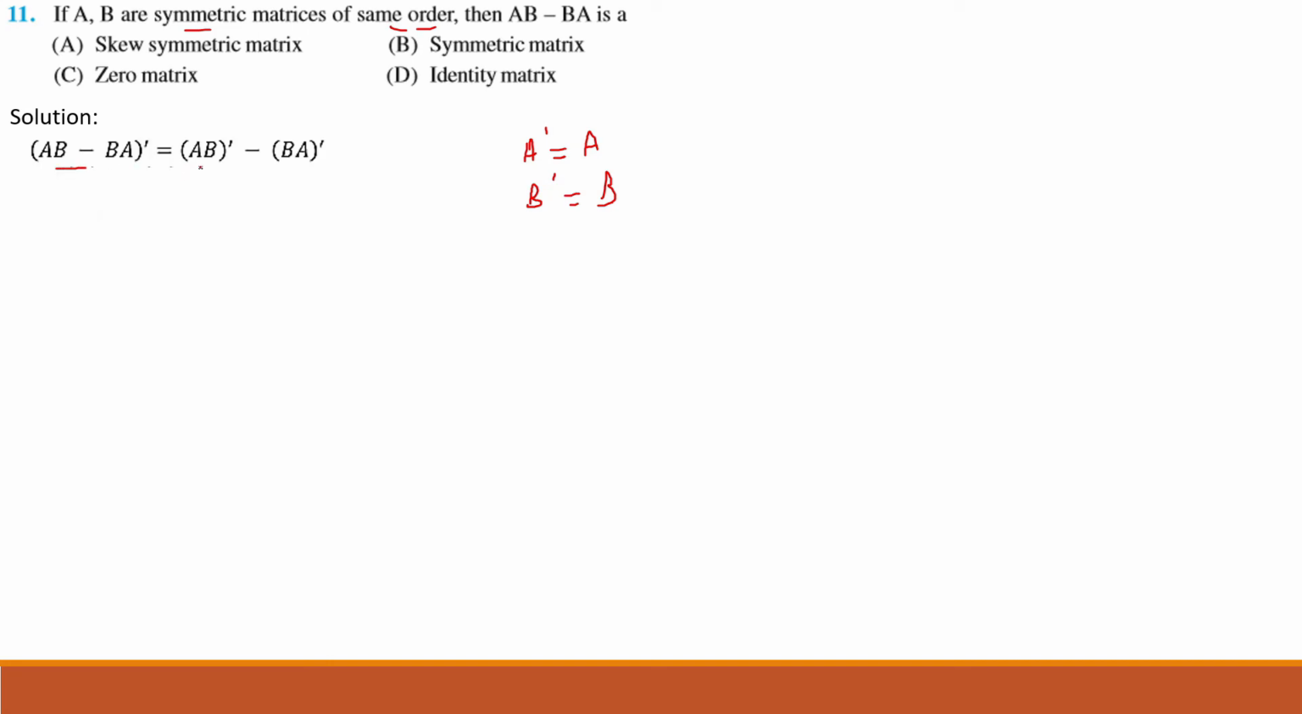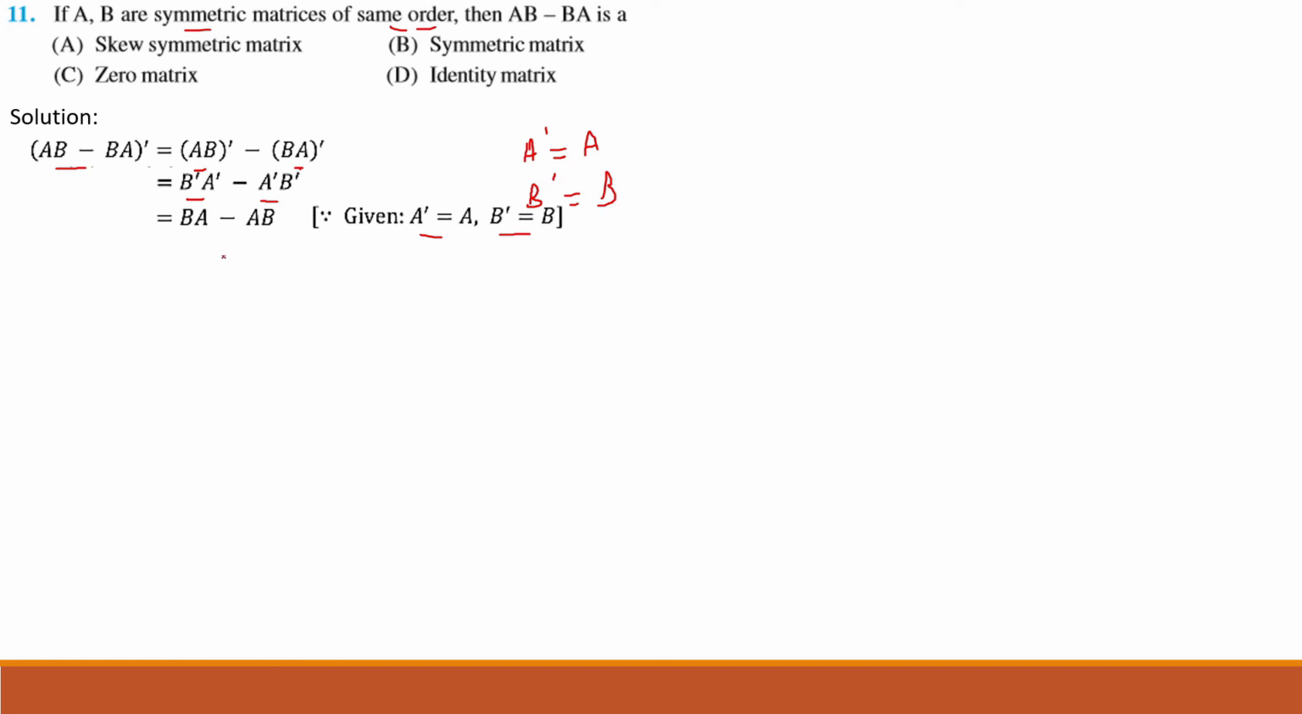So AB minus BA, the whole transpose. We can split this transpose into individual parts, which is transpose of AB minus transpose of BA. And with the property we know that transpose of AB is equal to B dash into A dash, and similarly for transpose of BA it will be A dash into B dash. So now we can write B dash and A dash as B and A because it is given that A and B are symmetric matrices.